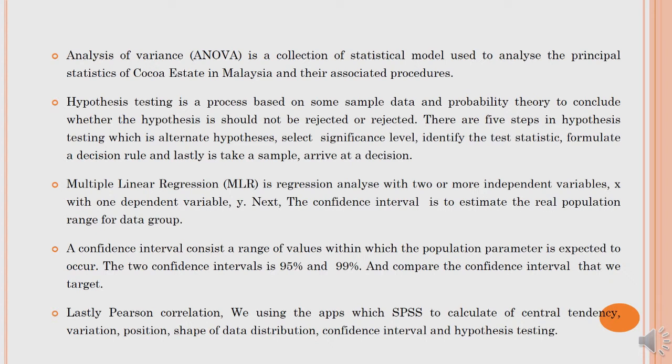Next, the confidence interval is used to estimate the real population range for a data group. A confidence interval consists of a range of values within which the population parameter is expected to occur. The two confidence intervals are 95% and 99%, and we compare the confidence intervals that we target. Lastly, Pearson correlation. We are using SPSS to calculate central tendency, variation, position, shape of data distribution, confidence interval, and hypothesis testing. Thank you.